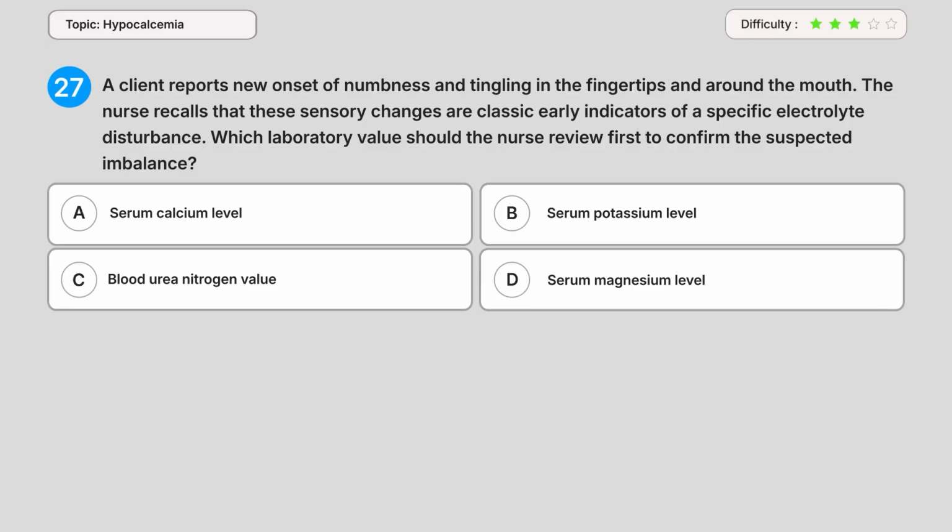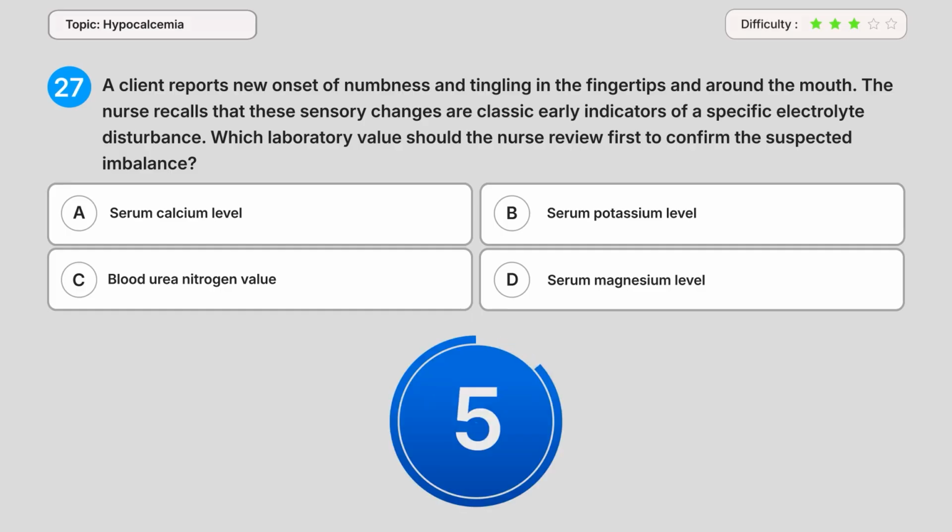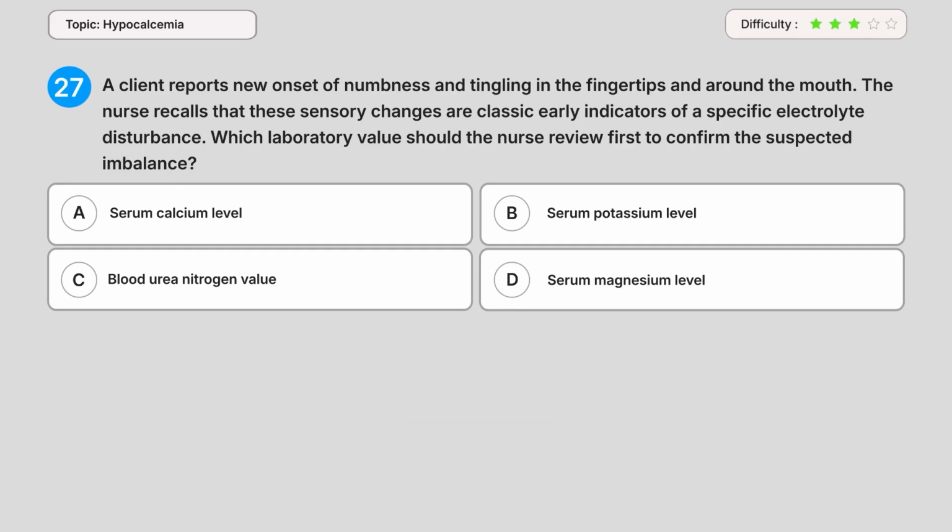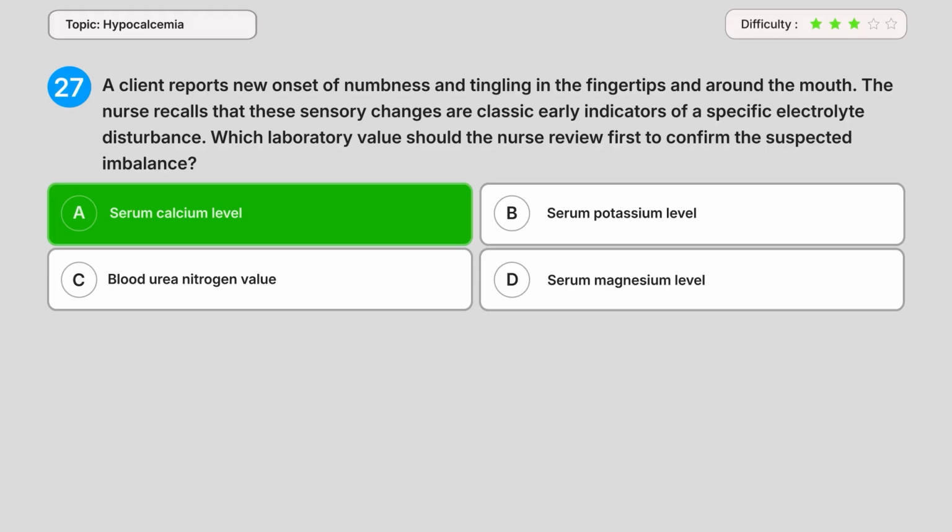A. Serum calcium level. B. Serum potassium level. C. Blood urea nitrogen value. D. Serum magnesium level. What do you think is the answer? Correct answer: A. Serum calcium level.